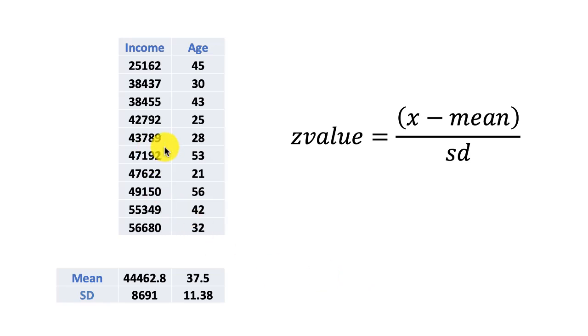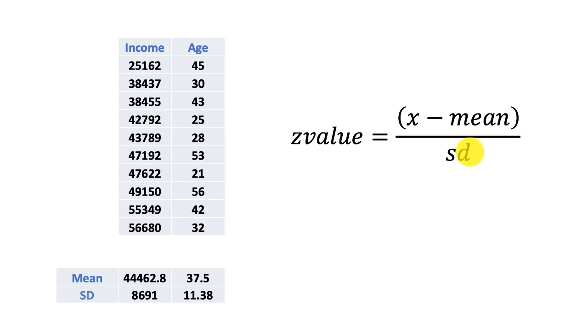These two values currently are incommensurate. This is too big in general, and this is much smaller. But we want to make them commensurate, so we calculate the mean of each of these attributes, calculate the standard deviation of the attributes, and then we calculate something called the z-value, which is, for any value, subtract the mean and divide by the standard deviation.